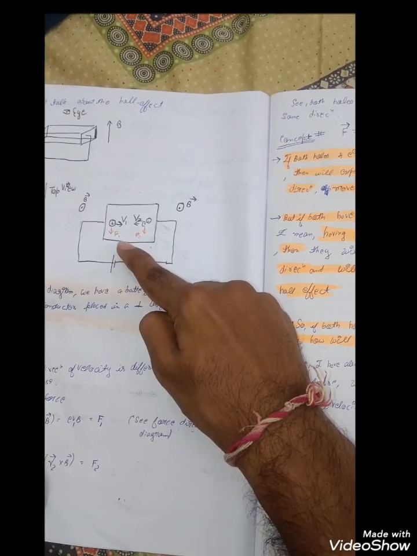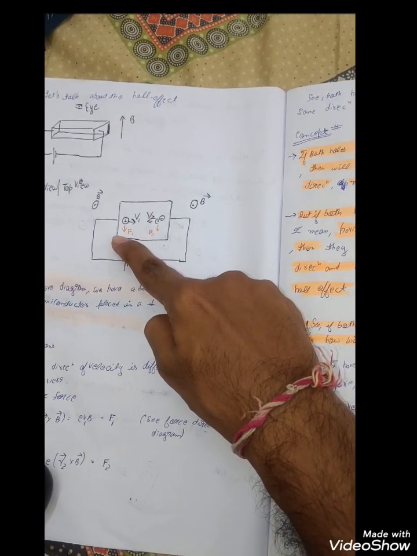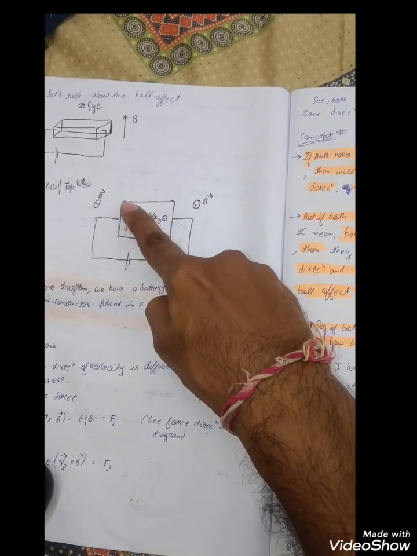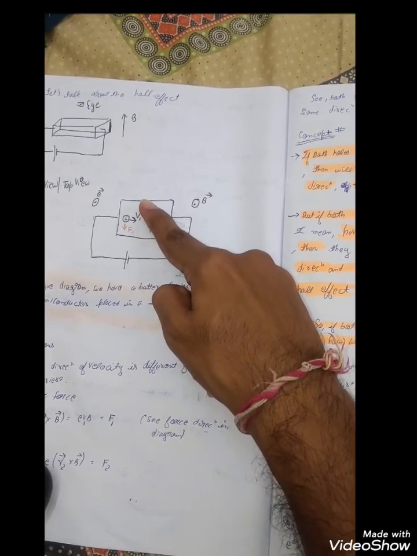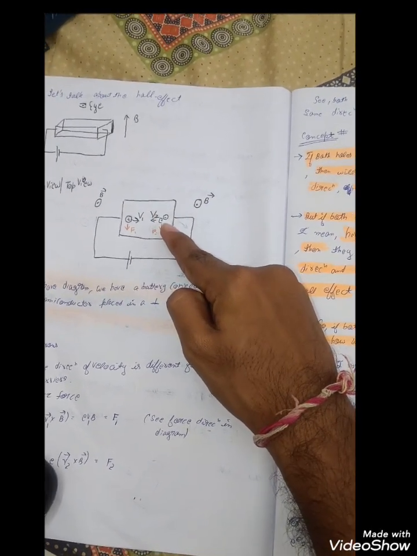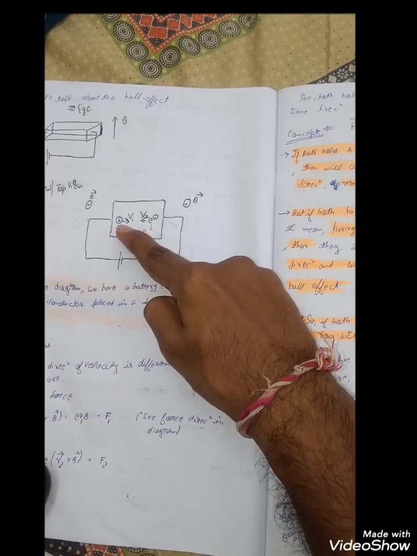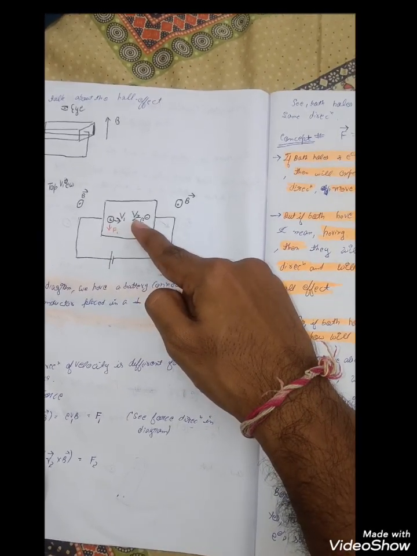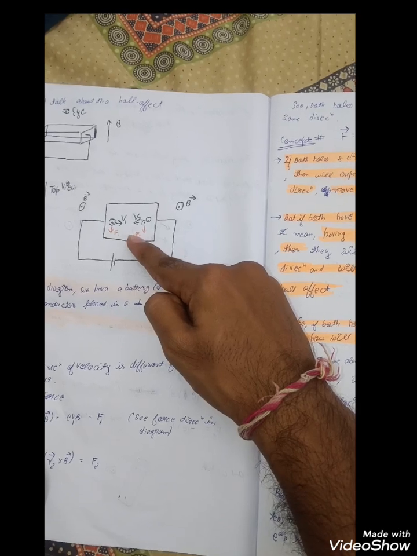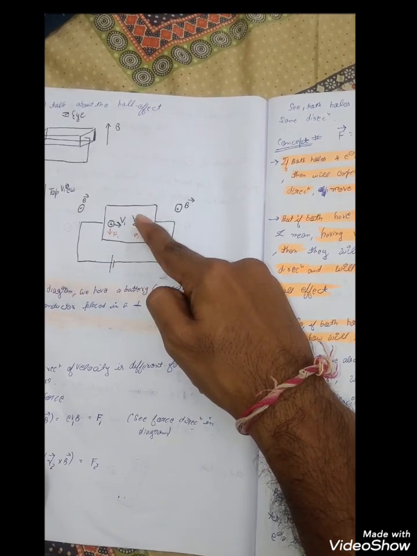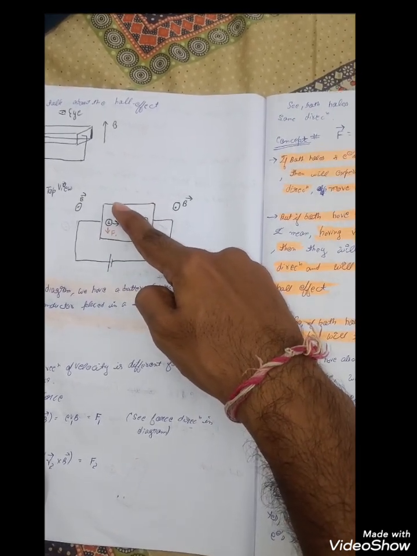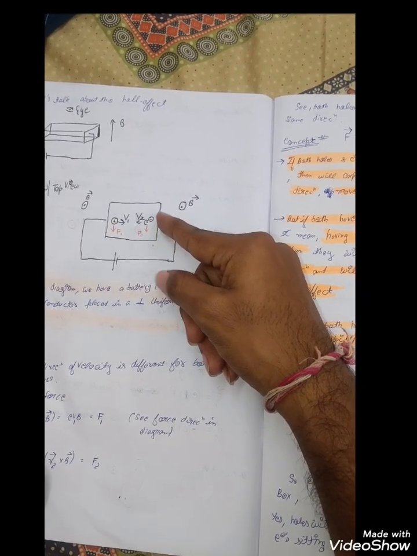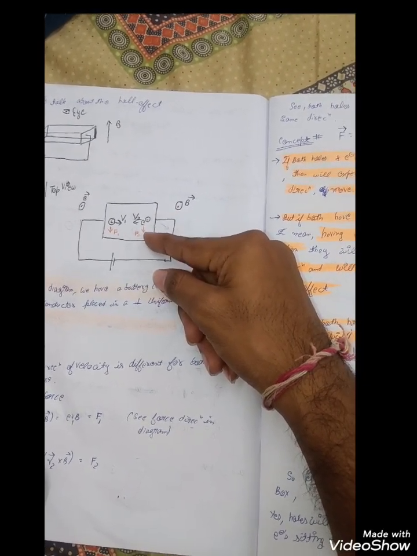Because in the Hall effect we want a majority of electrons on one side and a majority of holes on the other, so that a net electric field is established here. But if both electrons and holes move in the same direction, they will cancel each other's effects, and there will be nearly no charge developed here. How will you get the Hall voltage developed here?